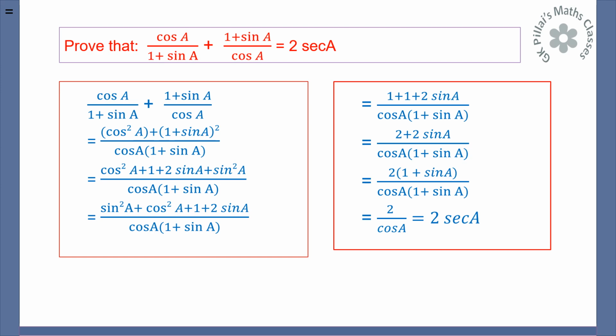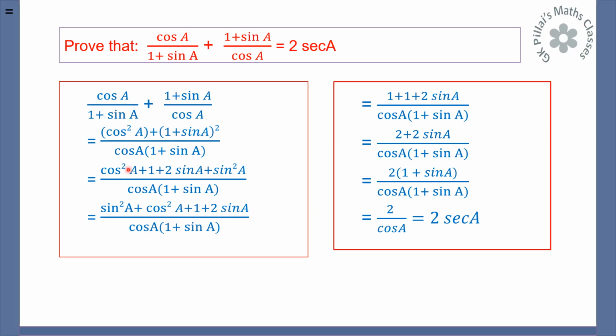Next one. I have taken different type of sums in my video. This is one among them. Here, this is the LHS. We have to take the LCM. 1 plus sin A into cos A. So this will become cos squared A. This cos into cos squared A. And this will be 1 plus sin A whole squared. This into this, 1 plus sin A whole squared.